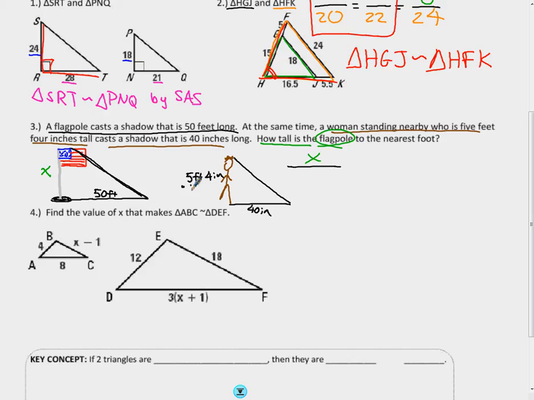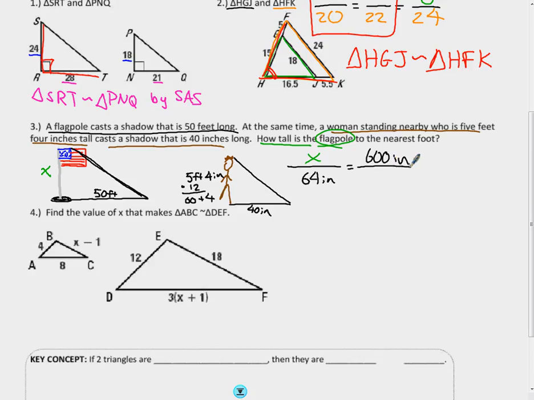Equal to? How long is the shadow of the flag? 50 feet, which is 600 inches. Good. Just multiplying 50 by 12, that gives me 600. And 40 inches, well, we're going to keep that the same, 40 inches. What we're going to do at this point is cross multiply.